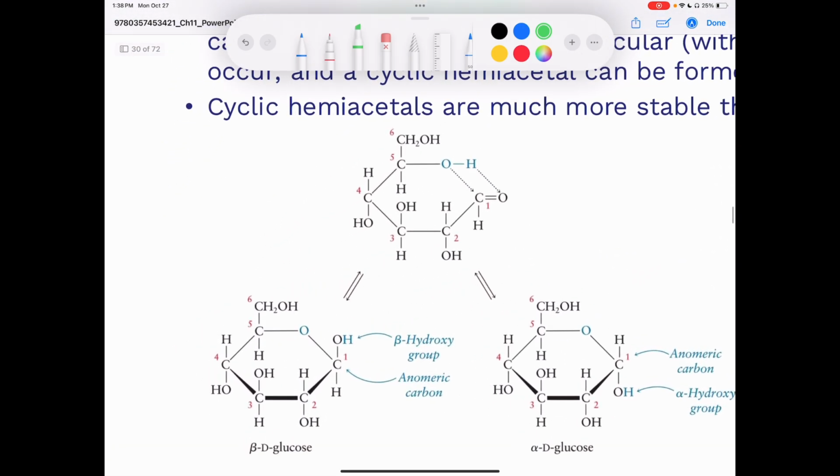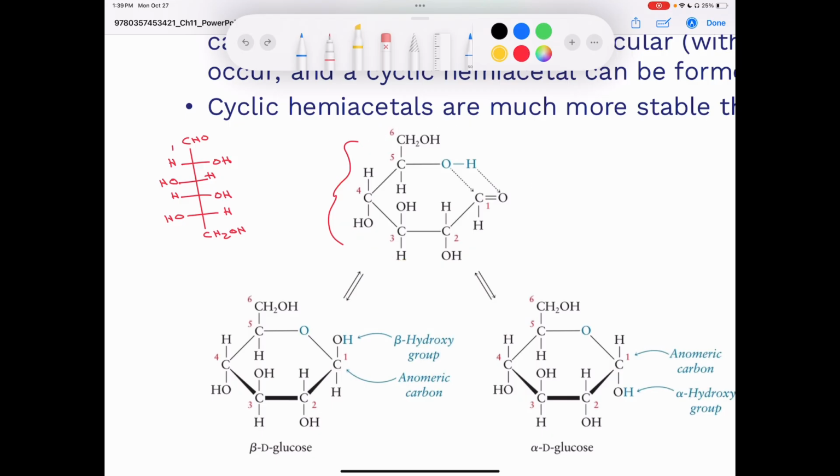So if you take a look at this sugar that's drawn here, it's the same thing as if you were to draw your CHO at the top. This is carbon number one, then you have two, three, four, five, and six, like this. This is what they're drawing. So we have a hydroxyl here, one here, one here, and one here. Something like this, okay? So what I'm drawing in red is exactly what's shown here.